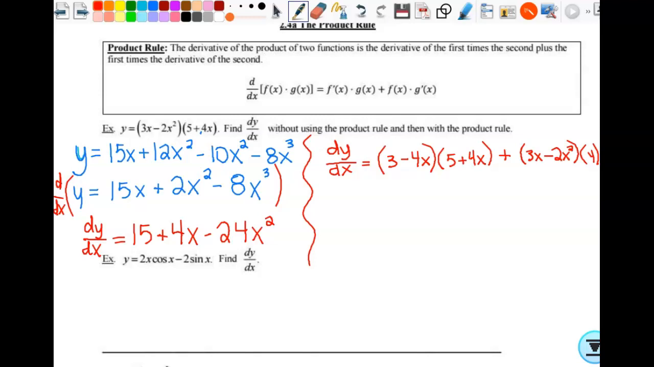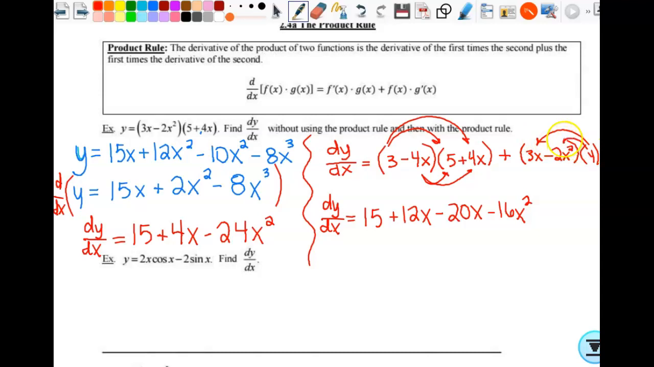All right, so what we're going to do is the algebra just to confirm that it matches what we got without using product rule. All right, so dy dx. All right, so we're distributing 15 plus 12x minus 20x minus 16x squared. And then over here, we'll distribute the 4. So plus 12x minus 8x squared.